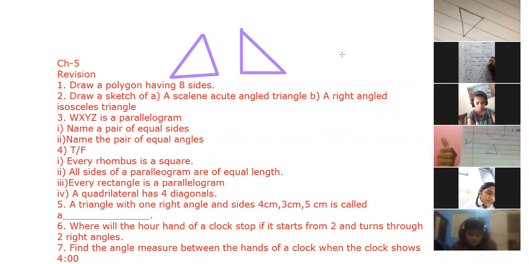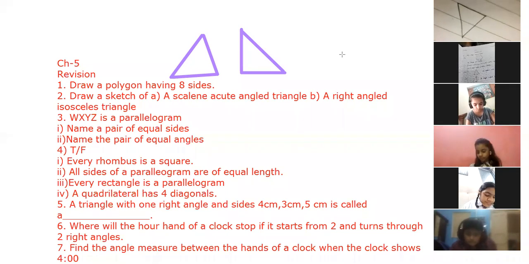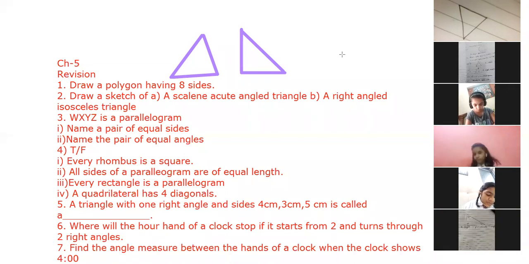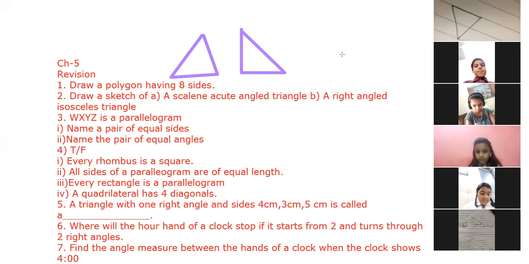Remember, all the three sides should be different. That's why you have to write the sides also here. This is 5 centimeter, this is 4, and this is 6 centimeter. You have to mention that because they are asking about the scalene triangle. That's why. Yes, Kanishka, that's right.